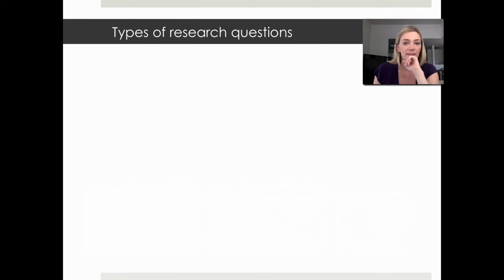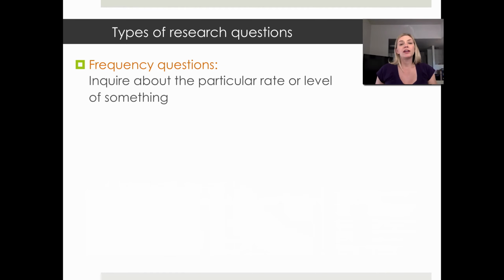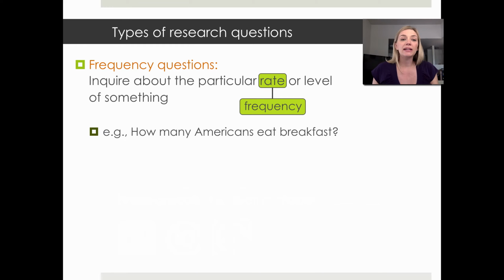Okay, so now that we know what a variable is, let's talk about the types of research questions we can ask about the variables we're interested in. So one type of research question is called a frequency question. And here we're asking about the particular rate or level of something. When I say rate, I mean the frequency. We're asking how often does something happen. So for example, how many Americans eat breakfast? How often do people eat breakfast, in essence?